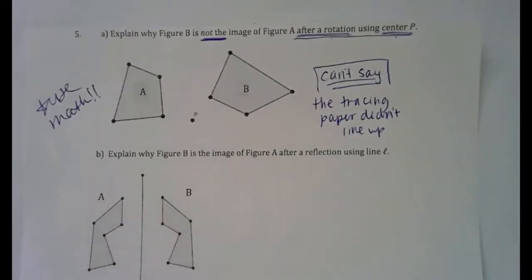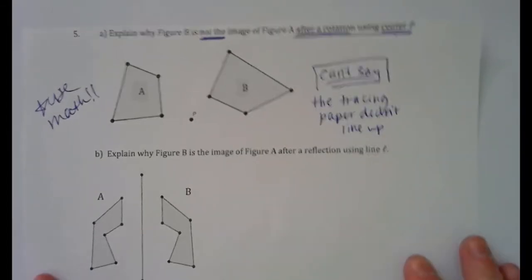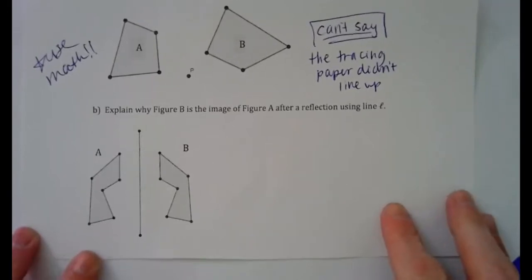Even if you say figure B is not the same size as A, it's not the same figure. When you rotate, nothing like that should change. You can still give a simple answer, but you have to use math in your explanation. Same thing goes for B.